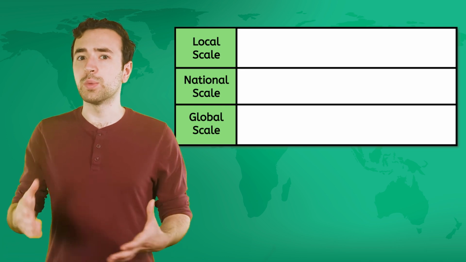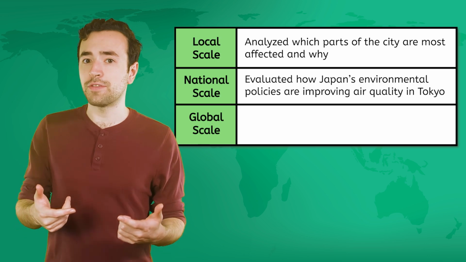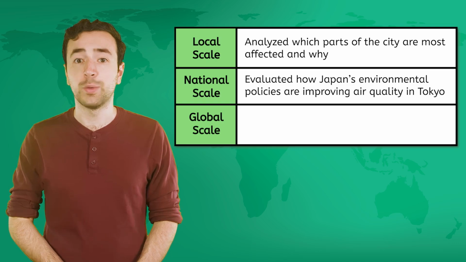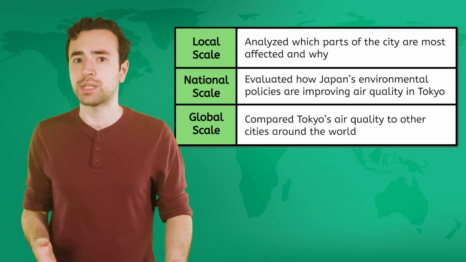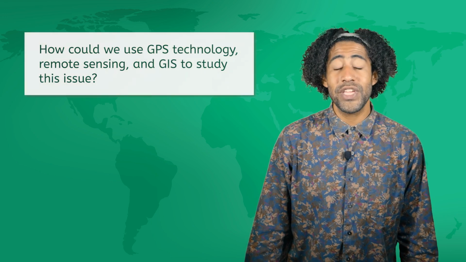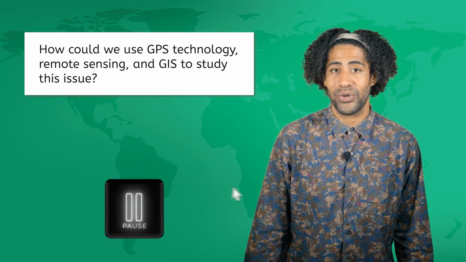Well, at the local scale, we analyzed which parts of the city are most affected and why. At the national scale, we evaluated how Japan's environmental policies are improving air quality in Tokyo. We also looked at the global scale by comparing Tokyo's air quality to other cities across the world. By understanding the causes and effects of poor air quality at different scales, we get a fuller picture of the problem. But spatial thinking is just the start. We need to use geospatial technologies to really analyze the data.